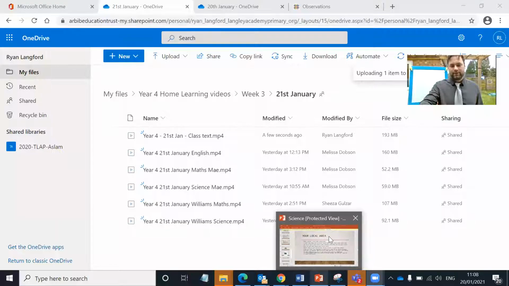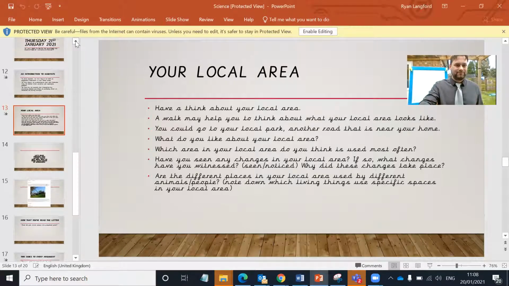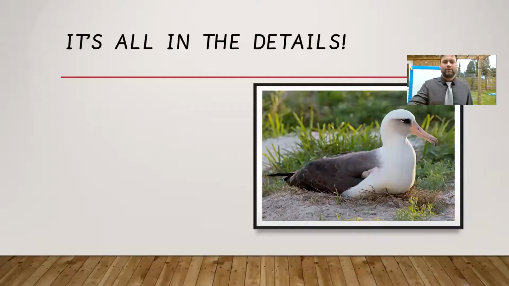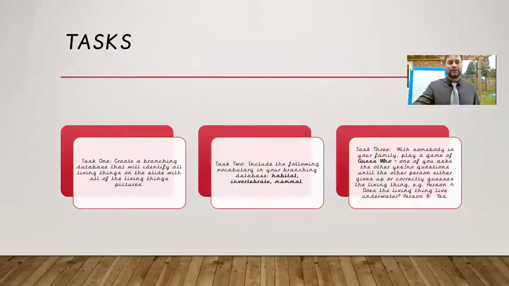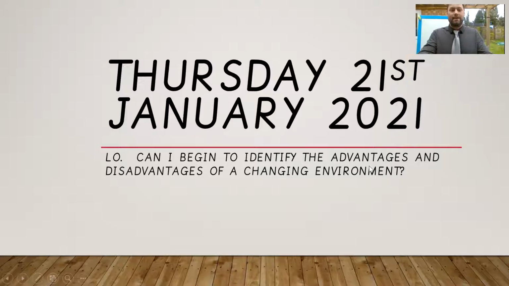We're going to move on in our science lesson today. Still looking at living things, but here we are. So I've gone from the beginning. Let's quickly skip through yesterday's lesson and on to today's lesson. There we are. Perfect. Right, today's lesson is Thursday, the 21st of January, and today is can you begin to identify the advantages and disadvantages of changing the environment?